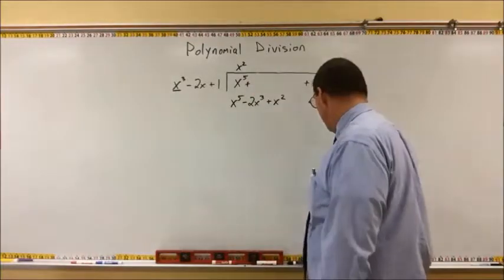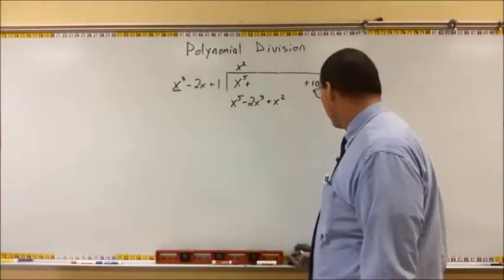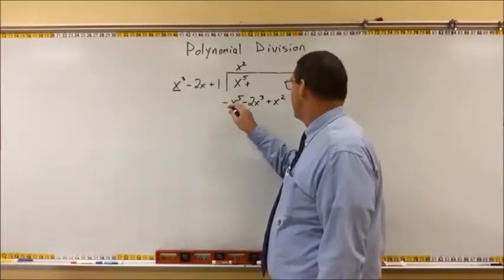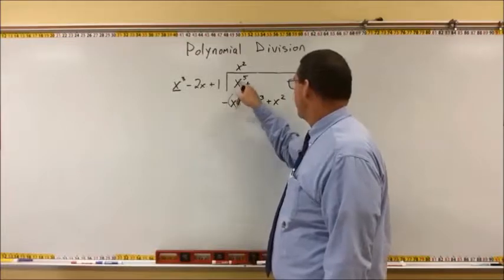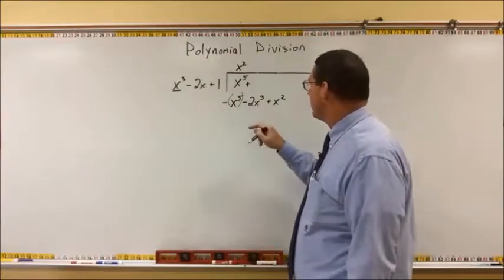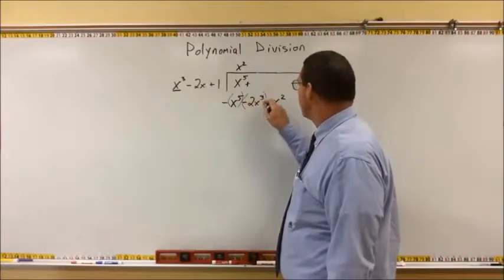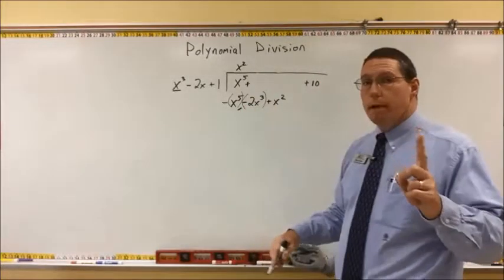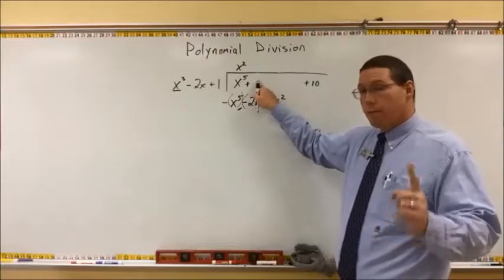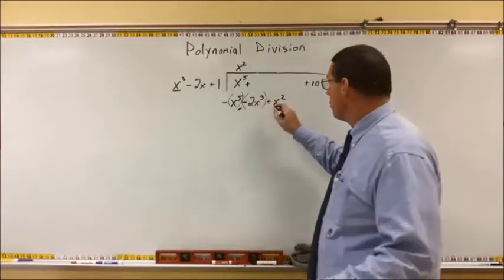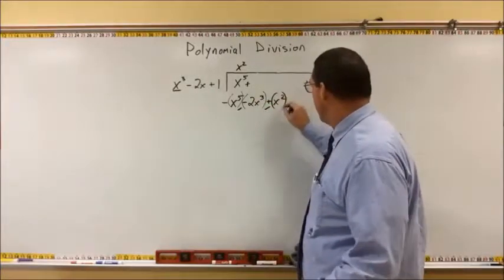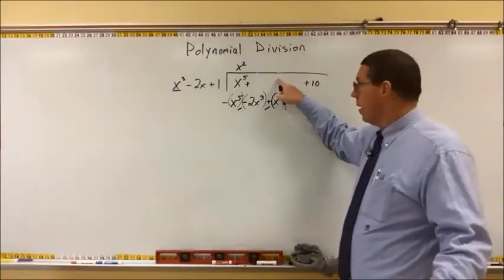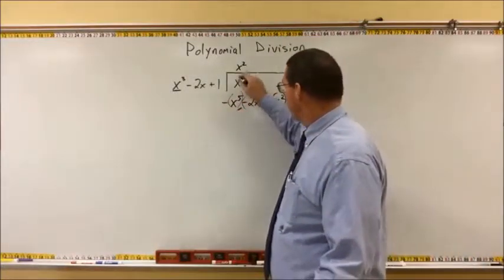All right, so now what we're going to do is subtract. So we're going to subtract x to the 5th from x to the 5th. Then watch this. We're going to subtract negative 2x cubed from 0, because remember what I said, there's a 0 up here. We're also going to subtract x squared from a 0. So x to the 5th minus x to the 5th, that cancels.